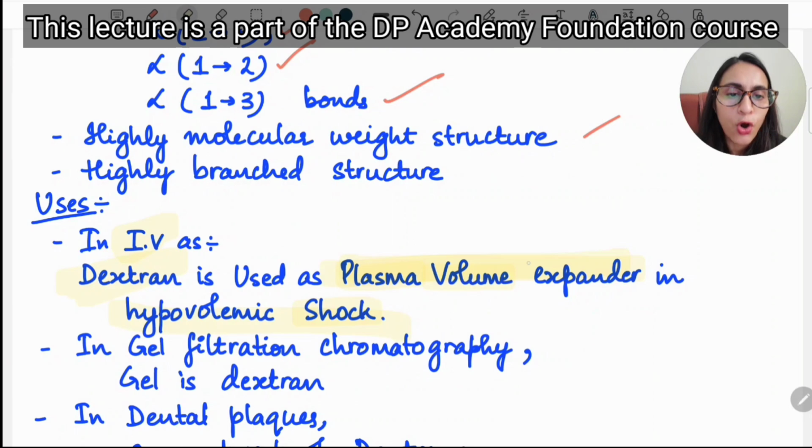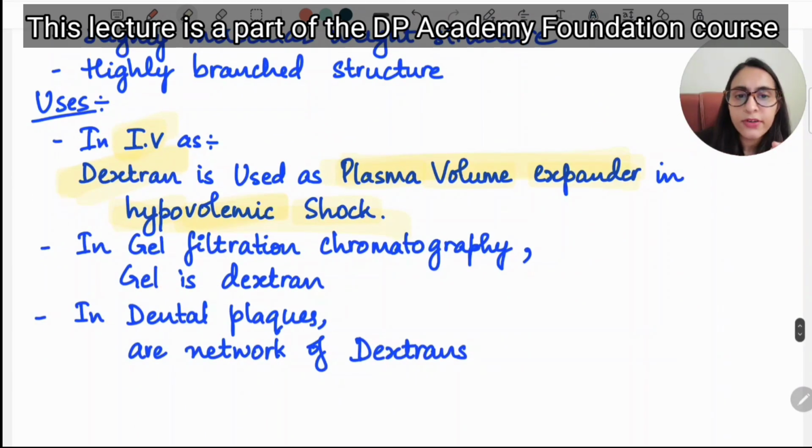So it is a plasma volume expander that expands the plasma volume in the blood where there is a lot of blood loss. Hypo means less, volemic means volume, in which there is less volume of blood left in the body. In case of a shock condition, IV dextran is given to increase the blood volume. That is given as a plasma volume expander. This we have covered in general surgery also. In gel filtration chromatography, the gel used is again dextran, and in dental plaques, we have covered that dental plaques are a network of dextran. So these are the things wherein we study dextran, which is a homopolysaccharide.